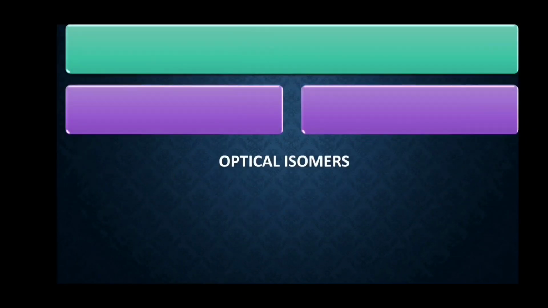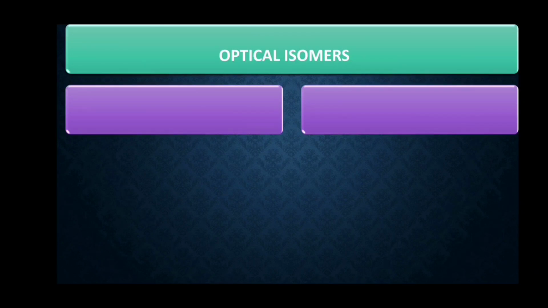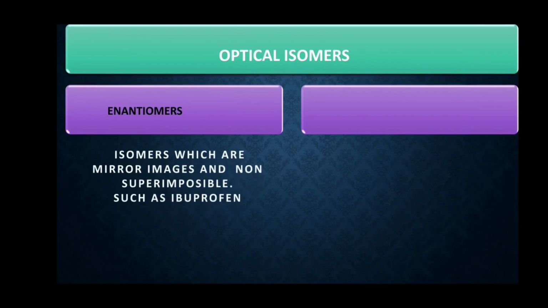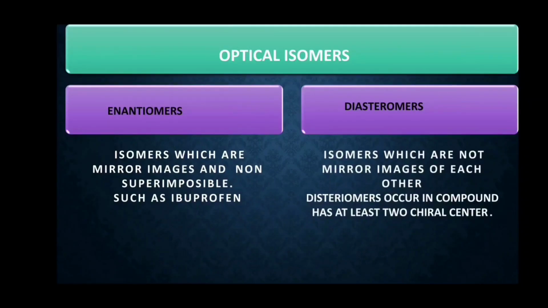Optical isomers are divided into two sections. The first one is enantiomers: isomers which are mirror images and non-superimposable, such as ibuprofen. The second one is diastereomers: isomers which are not mirror images of each other. Diastereomers occur in compounds that have at least two chiral centers.